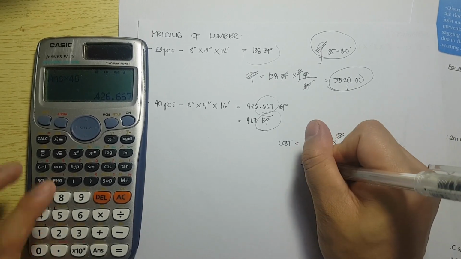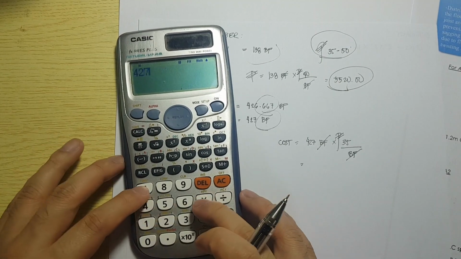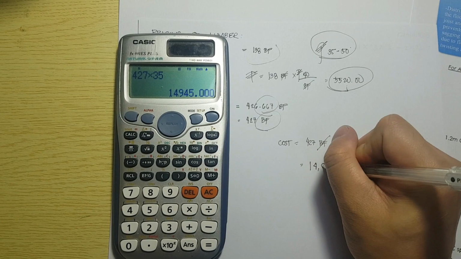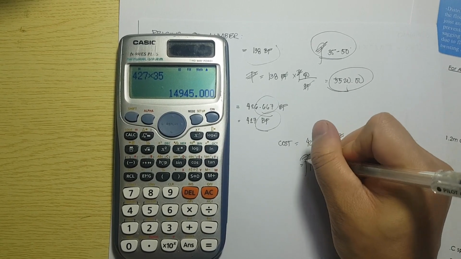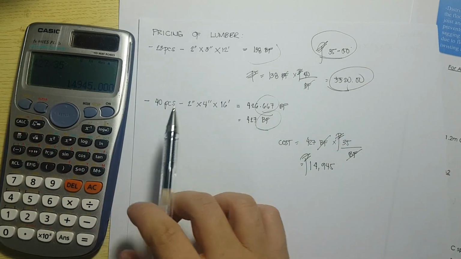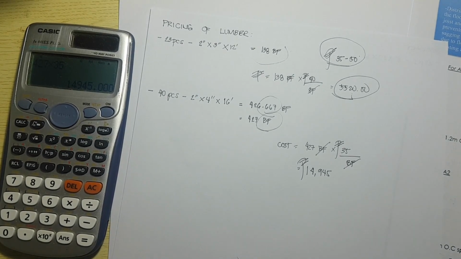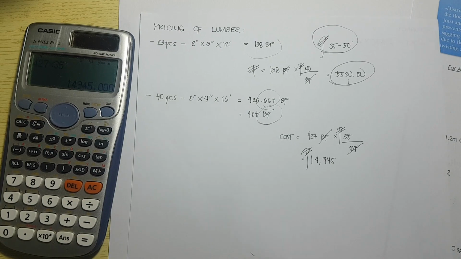Cancel. So 427 times 35, you're going to pay 14,945 pesos for 40 pieces of 2 inch by 4 inch by 16 feet. Okay, so that is for the pricing of the lumber.